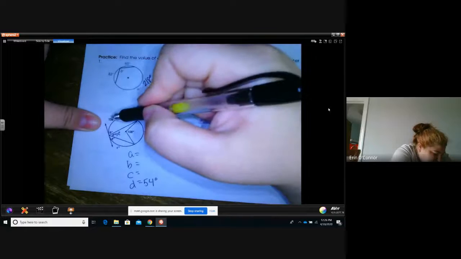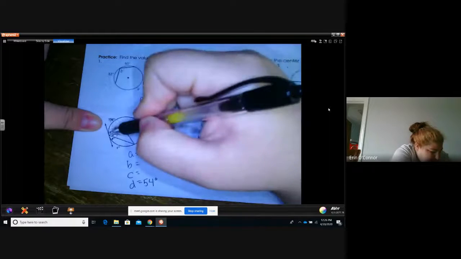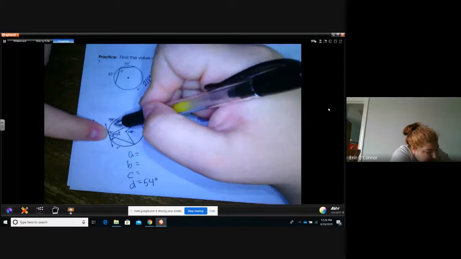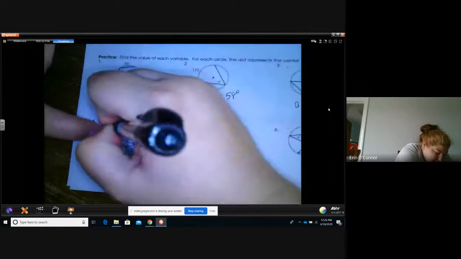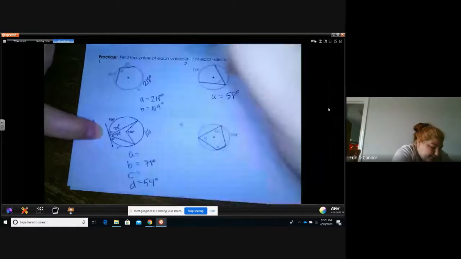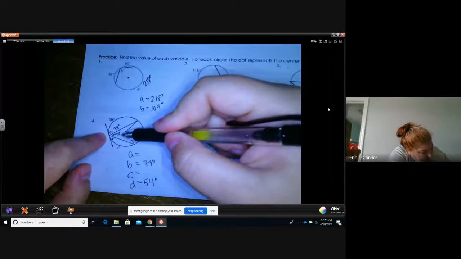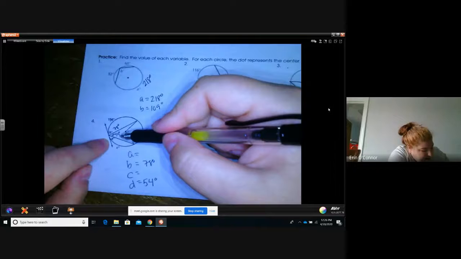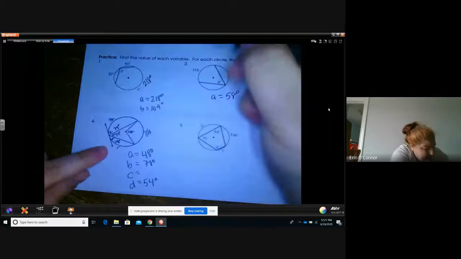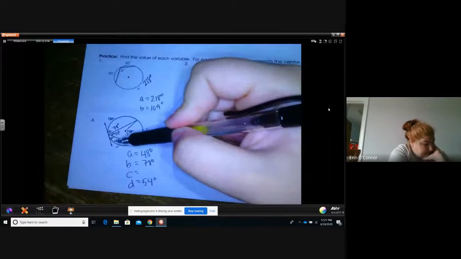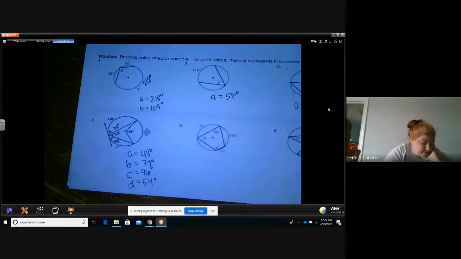This is 156 degrees right here, this arc, and half of that has to be B. So half of 156 is going to be 78. So that's your B, because that arc is double B. Now, all of these are on a straight line, so they add up to 180. So 78 plus 54 is 132. 180 minus 132 is 48 degrees. So A is 48 degrees. And then C is the arc for the tangent chord angle, which means it's double 48 or 96 degrees.